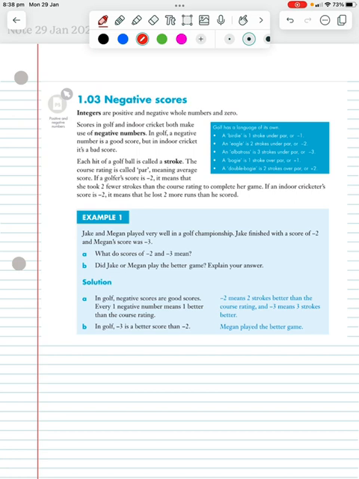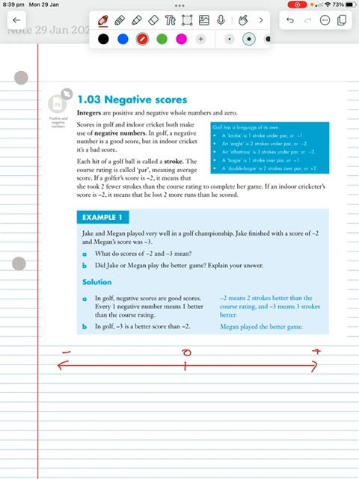So we know integers, which is another word for numbers. They can be positive or they can be negative, and they have to be whole numbers, and they can also include zero. So I can draw my number line. So we know we've got our negative, our positive, and then we've got zero.